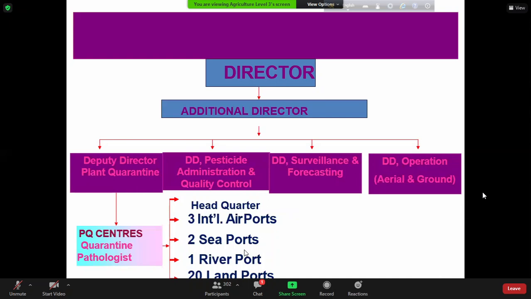So BCS agriculture officers are recruited in the Department of Agriculture Extension under the Ministry of Agriculture, and there is an organogram like this, for example. And we have plant quarantine centers all over the country. You can see headquarters, 3 international airports, 2 seaports, 1 river port, and there are 20 land ports where plant quarantine officers are employed to check the presence of pathogens during import and export.